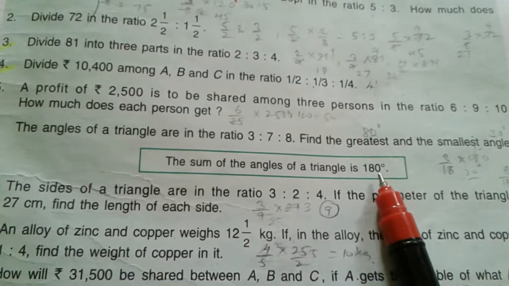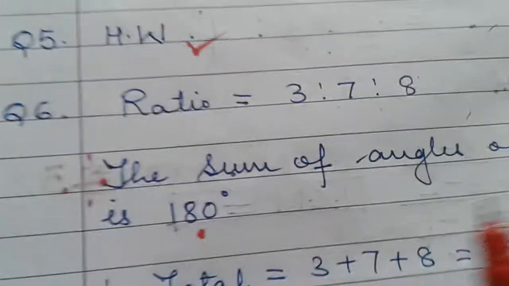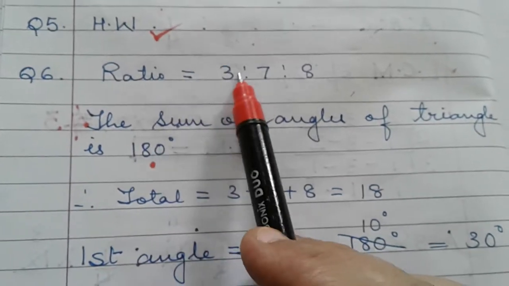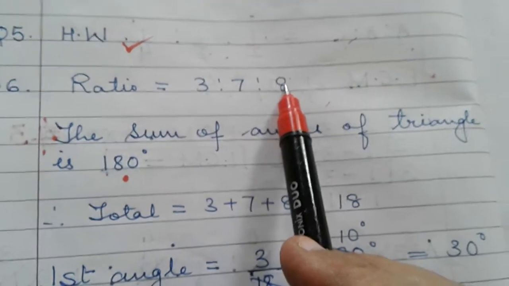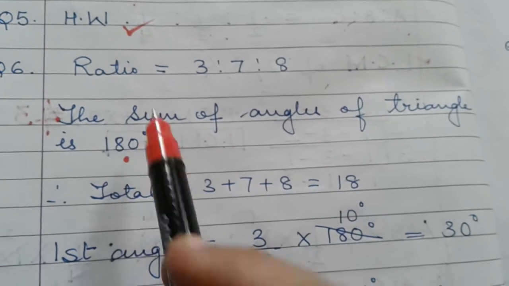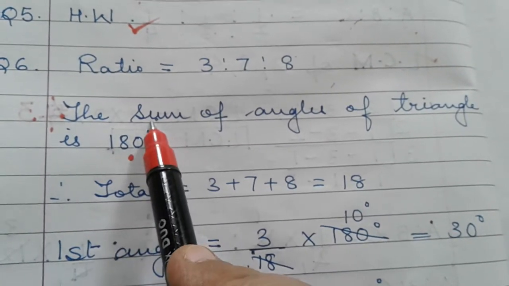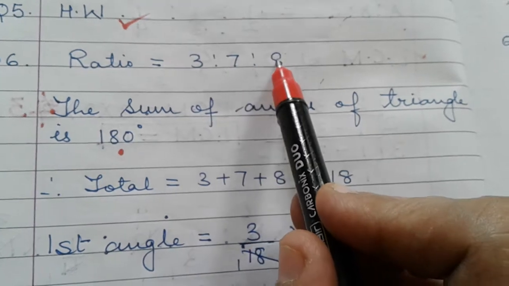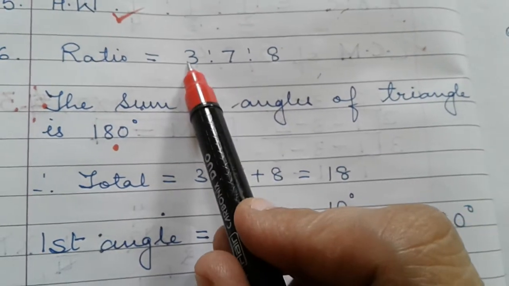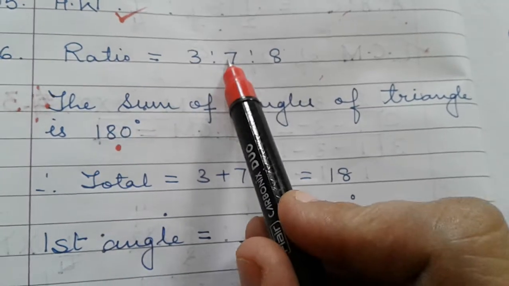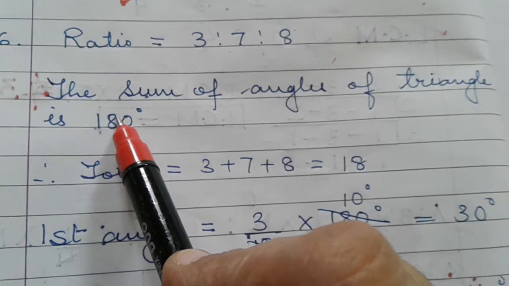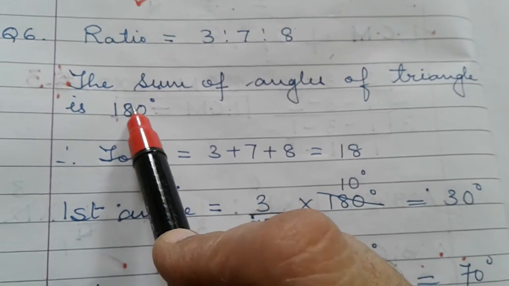Okay, so we'll see here. The ratio is given 3:7:8, and the sum of angles of a triangle is 180 degree. So 180 degree will be divided in the ratio 3:7:8. Whatever is the total, one part will have 3 parts of 180, 7 parts of 180 and 8 parts of 180. So as usual, only this type is different, method is same.